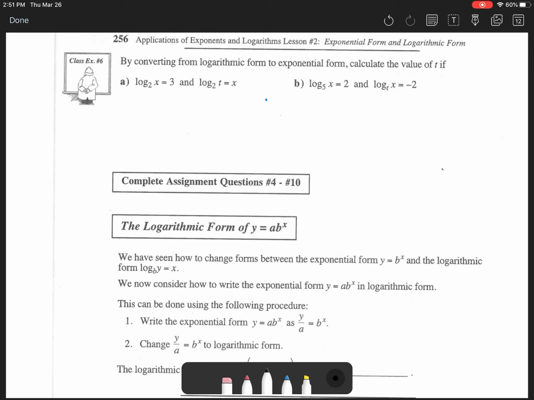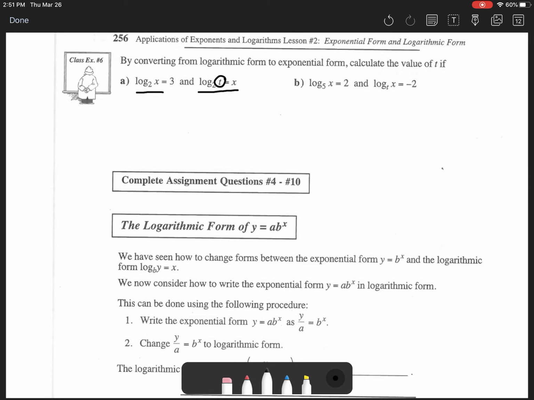It says, by converting from log to exponential form, they want me to calculate the value of t. So they give me two expressions here, 1 and 2. The t I'm looking for is right here, but in order to solve for that, I need to use this expression first. So I'm going to go 2 to the exponent of 3 is equal to x, right? 2 to the exponent of 3 is equal to x. So we know that 2 cubed is 8. So I now know that x has a value of 8.